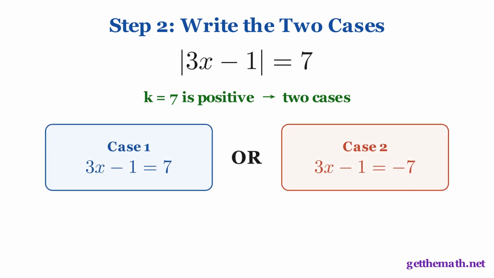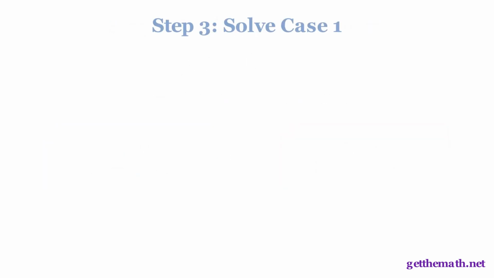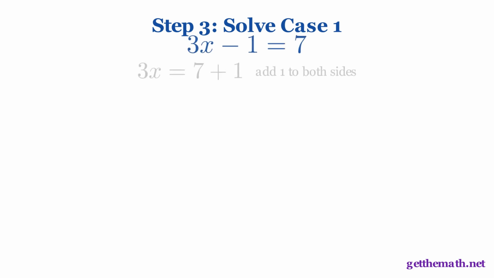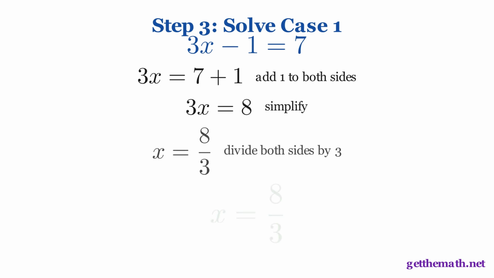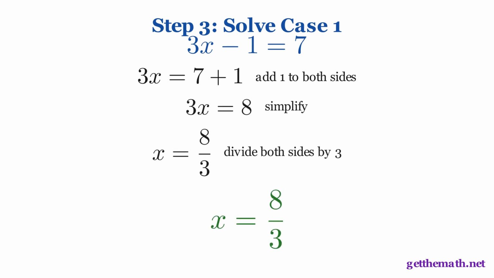Step 2. Write the two cases. Case 1, 3x minus 1 equals 7. Case 2, 3x minus 1 equals negative 7. Step 3. Solve case 1. We have, 3x minus 1 equals 7. Add 1 to both sides. 3x equals 7 plus 1, which is 8. Divide both sides by 3. X equals 8 over 3. Case 1 gives us x equals 8 thirds.